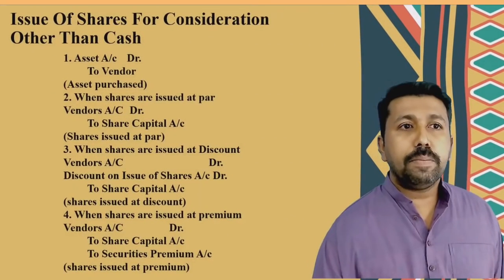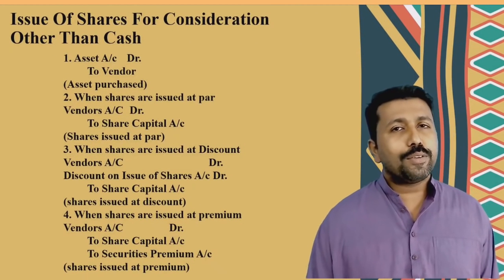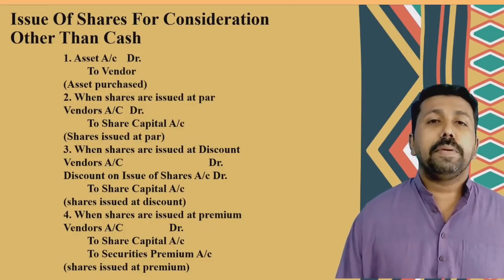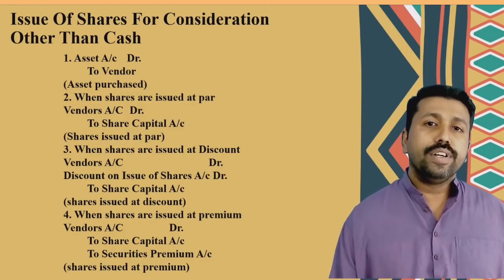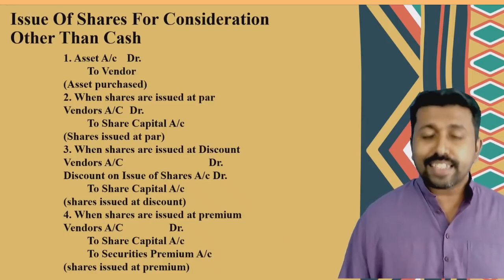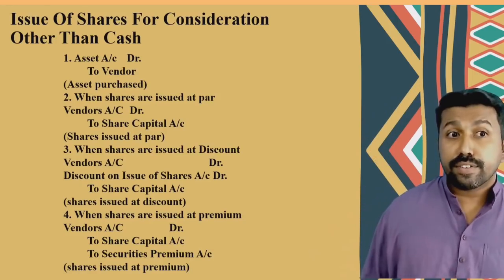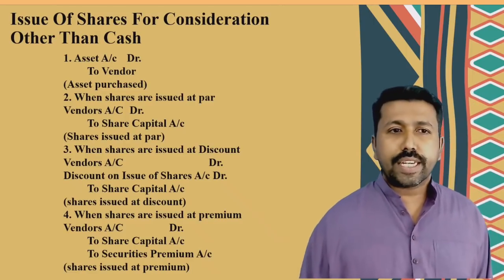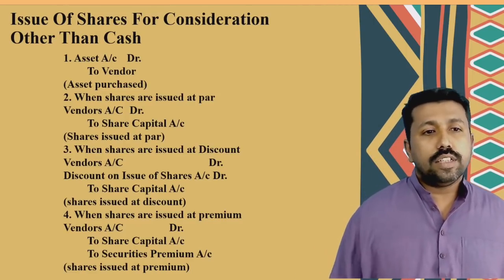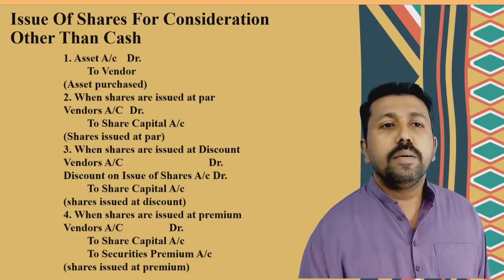And you have to keep in mind issue of shares for consideration other than cash. Definitely there will be one question regarding this area, and you have to keep in mind the concept of calculation of the number of shares issued to the vendor. That is the thing you have to keep in mind regarding this area. Kindly remember the entries: assets to vendor, vendor to share capital. There will be par, premium and discount. Then you have to keep in mind the entries related to discount and premium.